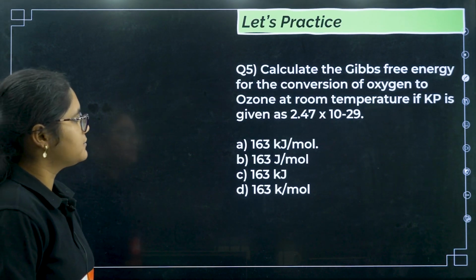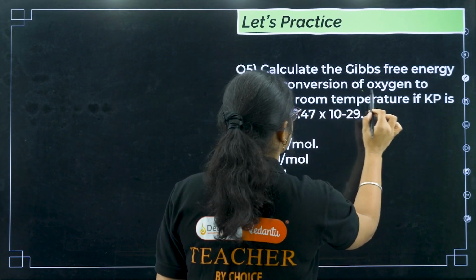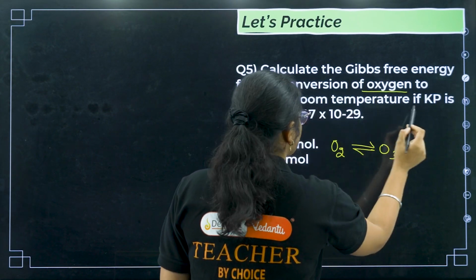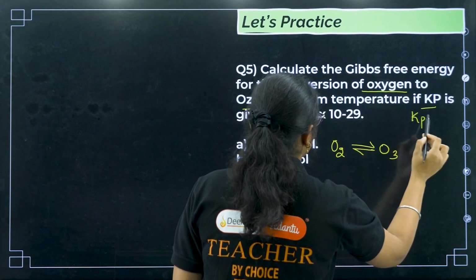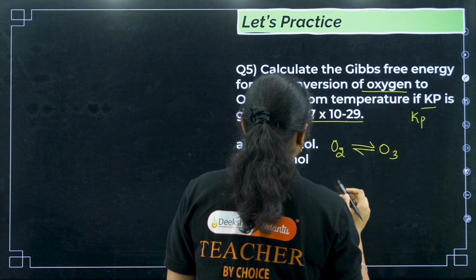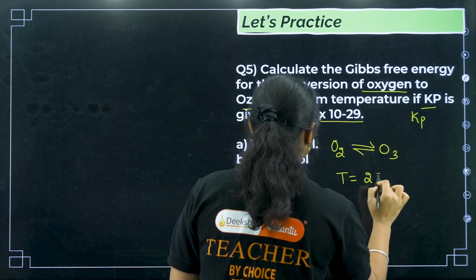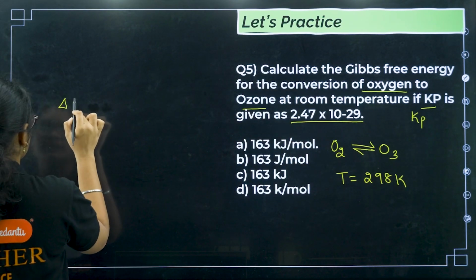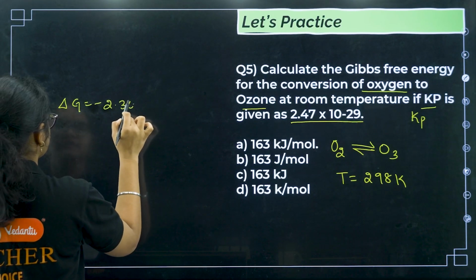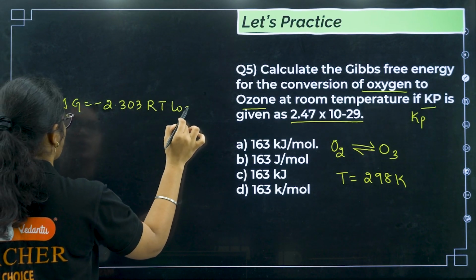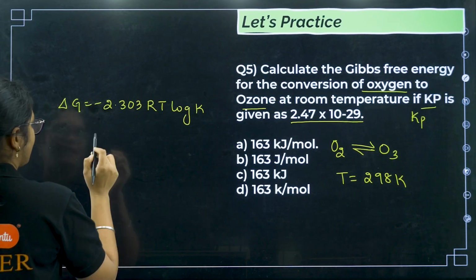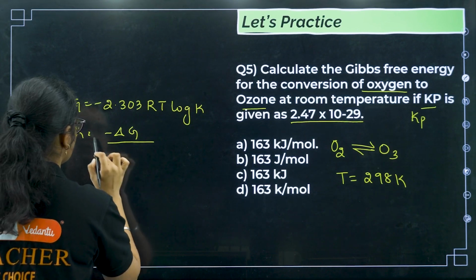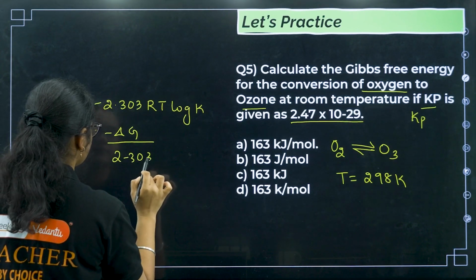Next, question number 5. Calculate the Gibbs free energy for the conversion of oxygen to ozone, at room temperature, if the Kp value is 2.47 times 10 to the power of minus 29. Room temperature means 25 degrees Celsius, which means 298 Kelvin. You need to find this. So we have delta G is equal to minus 2.303 RT log K.